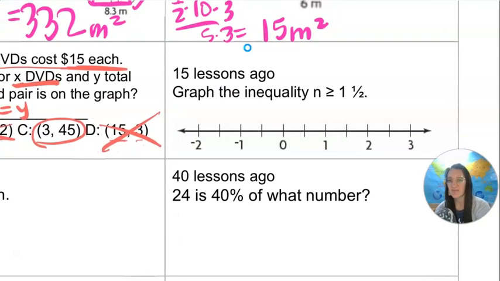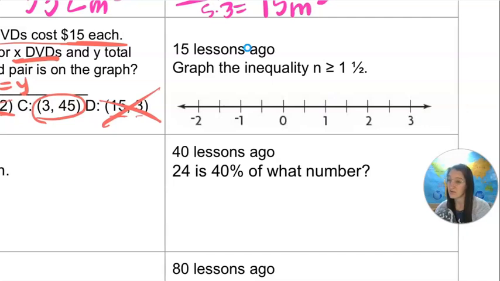Graph the inequality. N is, do you remember how to say that? Which one is greater than and which one is less than? I remember that the less than looks like an L. It's a little smooshed. It's not that one. It's the greater than. So we want to highlight everything that is greater than 1.5. So here's 1.5. And then here's everything greater than 1.5. But we also want to include 1.5 because n is greater than or equal to 1.5.